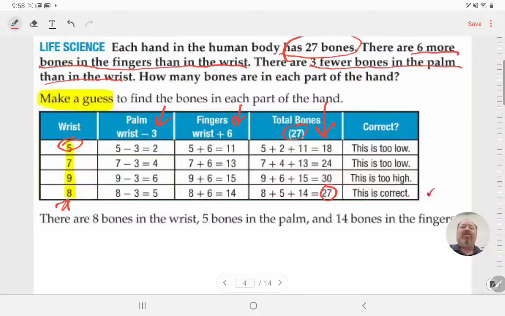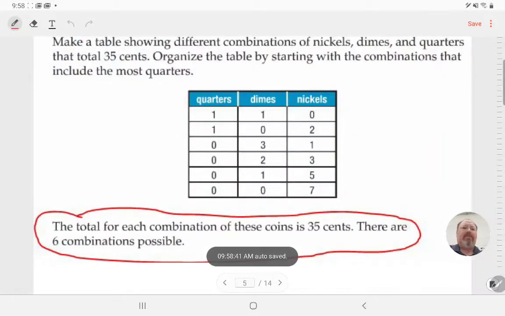So this is how you can make a guess. So if you first originally read that problem and went, I don't have enough information because I don't know how many are in the wrist, that's how you just start guessing what's in the wrist until it solves and you find out the correct one, which works. Okay?